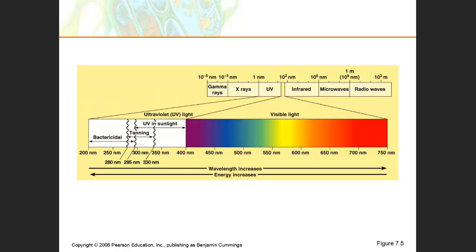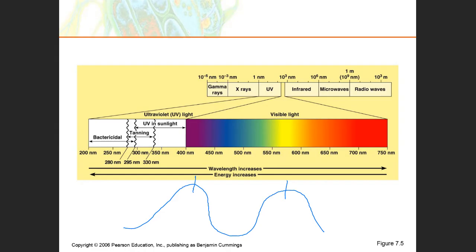So the electromagnetic spectrum, right? This all should be familiar to you. Remember that EM radiation travels as waves, and the distance from peak to peak is a wavelength. And the longer the wavelength, the lower the energy of that radiation. The shorter the wavelength, the higher the energy.